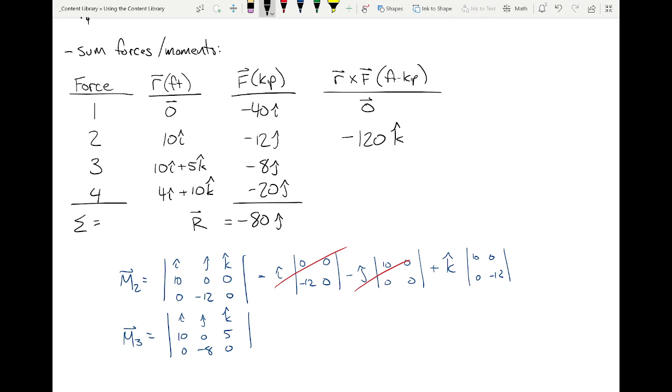Anybody have an answer? Yes. Okay, 40I minus, what'd you say? 180K. Okay, I got the 40, but I didn't get the 180. I got something different. Yes? I just got 80K. That's what I got. Did anybody else get that? Okay, all right, there we go. So 40I minus 80K. That's what I got.